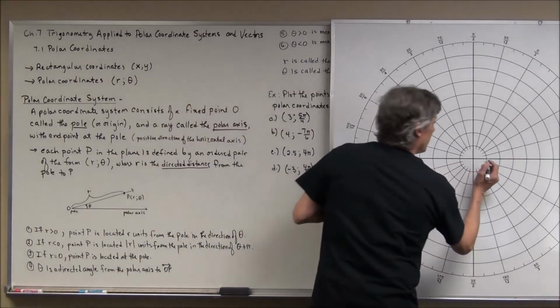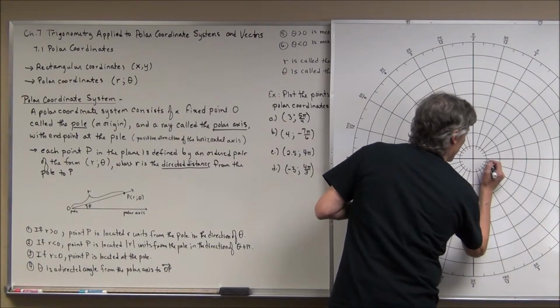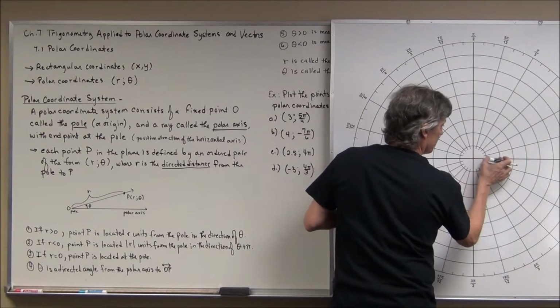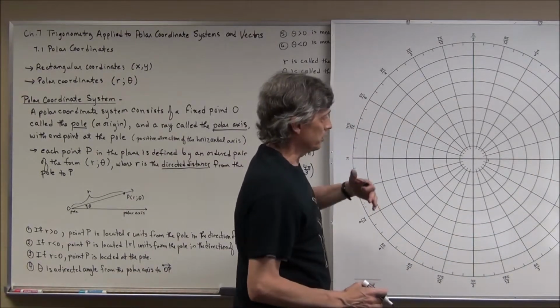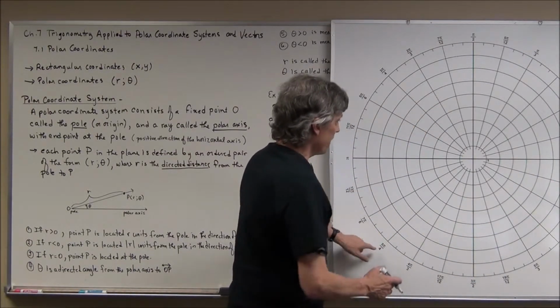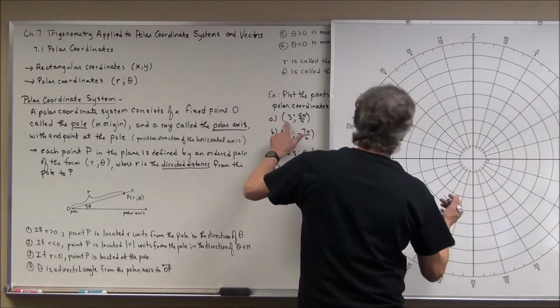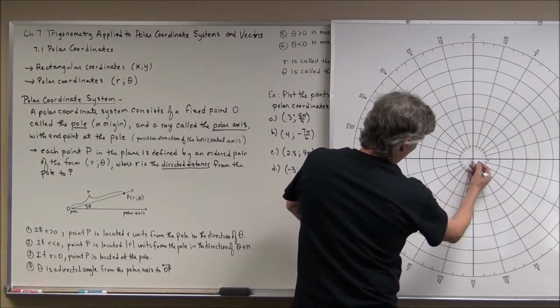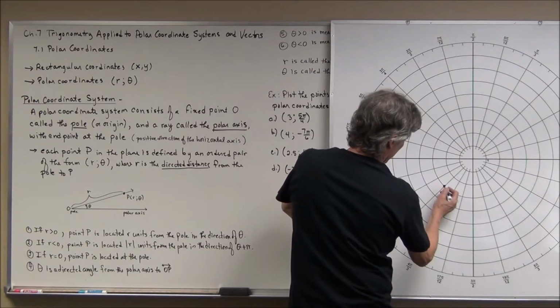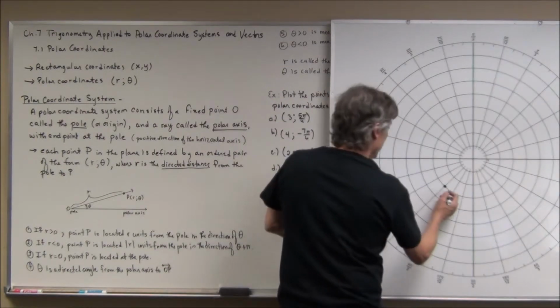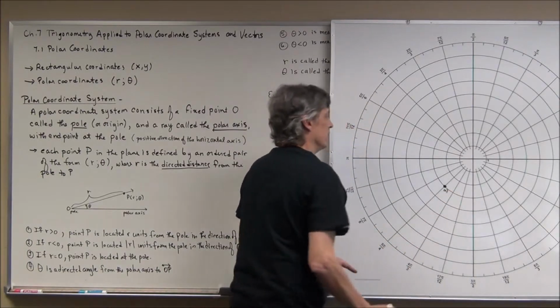Now, to make sure that I know that my distance is 3, I'm going to set a scale here, and I'm going to say that this first circle represents a unit of 1, a unit of 2, a unit of 3, a unit of 4, and so on. So that will be how I determine the R. This is my theta. I'm coming out this way, a distance of 3 units. So 1, 2, 3. I'll put my pointer right here. I'll make it nice and big so you can see it. And that's the answer to part A.